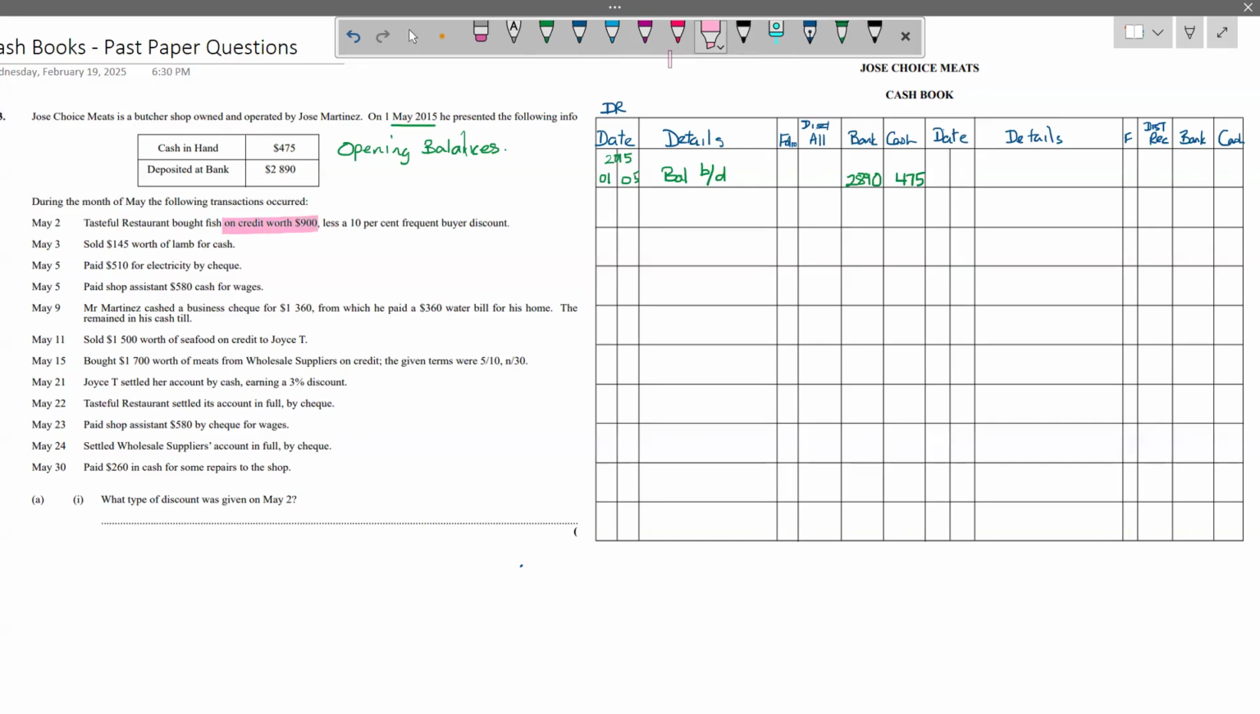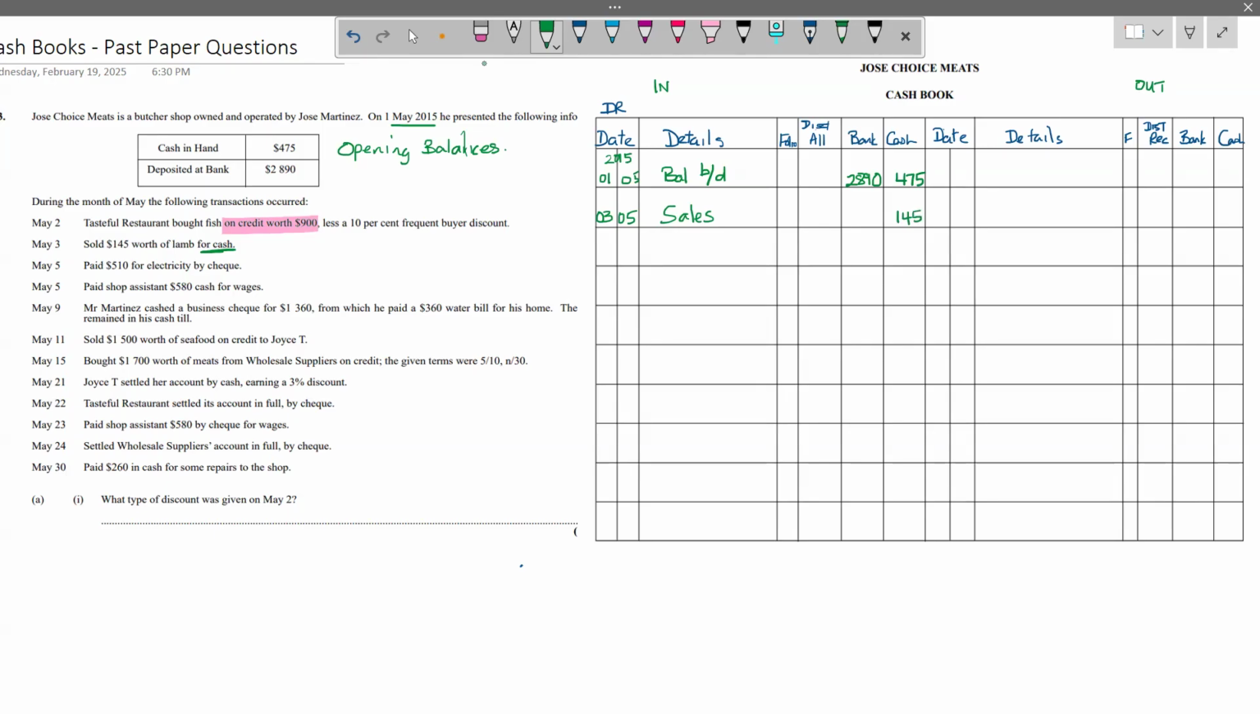On the 3rd of May, however, we sold goods. We sold $145 worth of lamb. How did we sell it? We sell it for cash. So this means that this is money coming in. Money coming into our cash book and money going out of our cash book. So in is on the debit side, out is on the credit side. So we are gaining money, or money is coming into the business. So I will write here on the 3rd of May, right? Sales. That's what's happening there. We're not going to put lamb. Sales. We get in $145 cash.